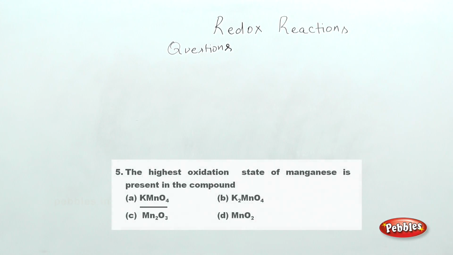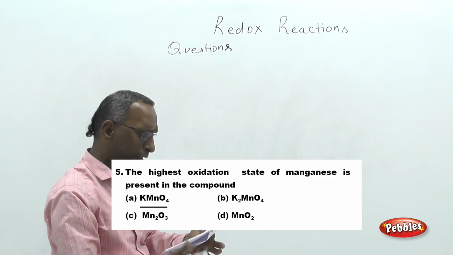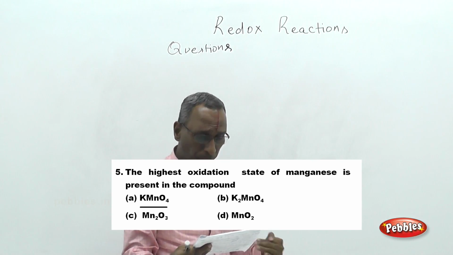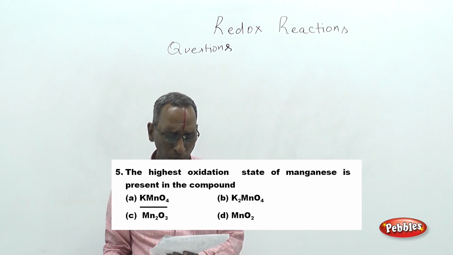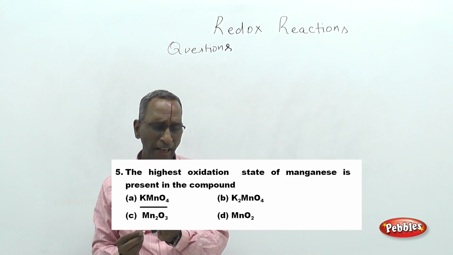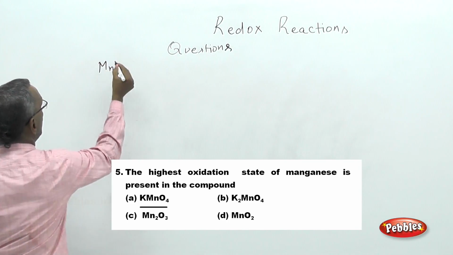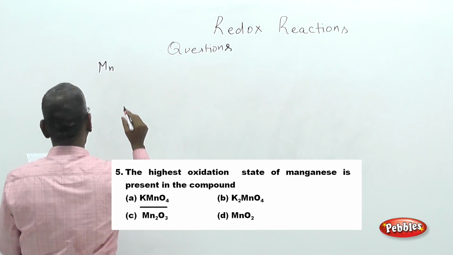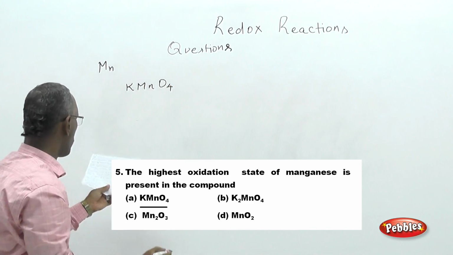Now, the next question is also based on the calculation of oxidation number. So far we have compared different oxidation states of one element and written them consolidatedly. Now we have to find the oxidation number of one element in all the compounds and see which is highest. The question reads: the highest oxidation state of manganese is present in dash. Some compounds are given, with 4 choices.